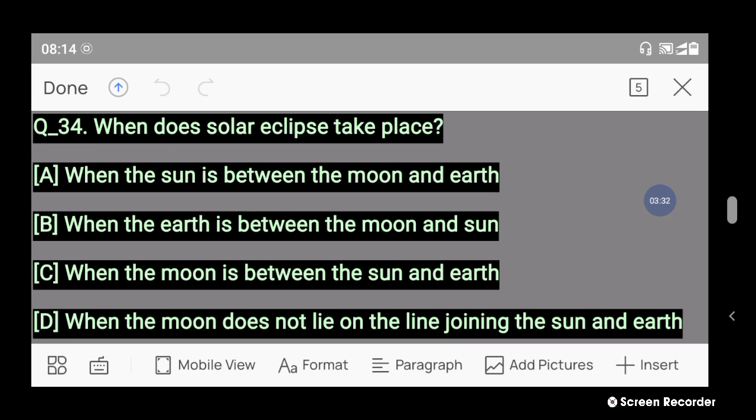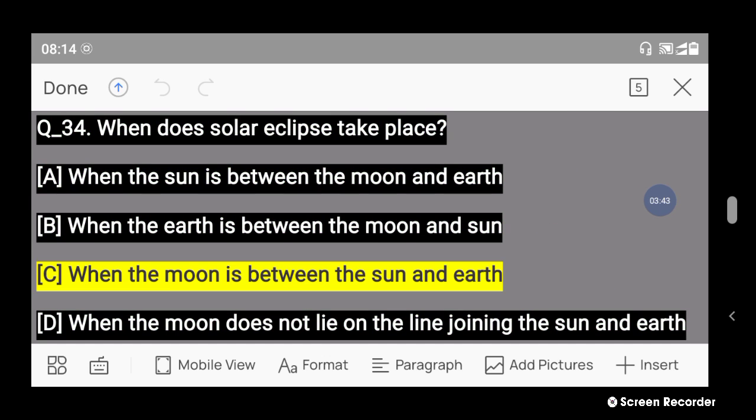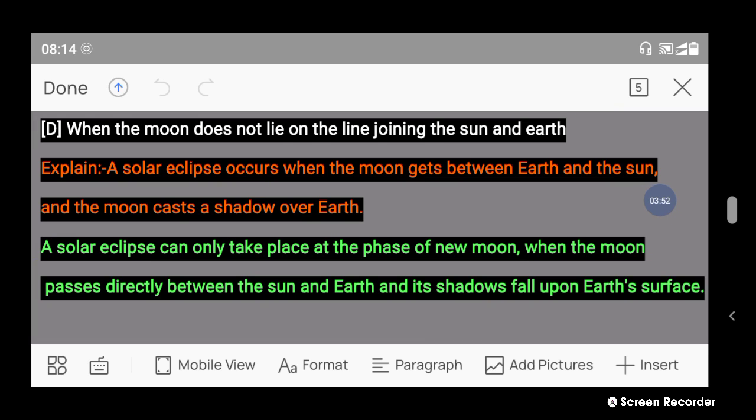What does question 34 say? When does a solar eclipse take place? Which of these four options is correct? Number C, when the moon is between the sun and the earth, a solar eclipse takes place. Question 34, explanation.